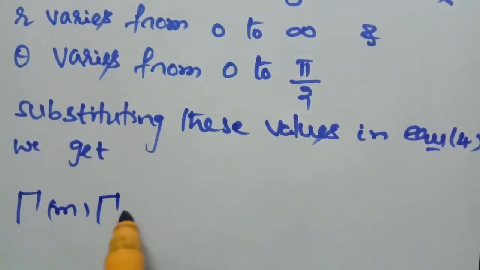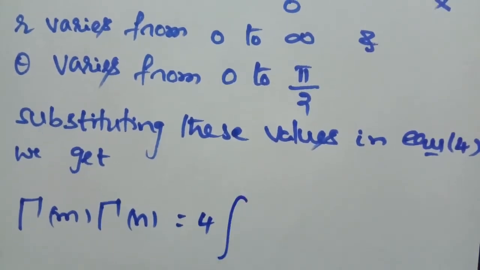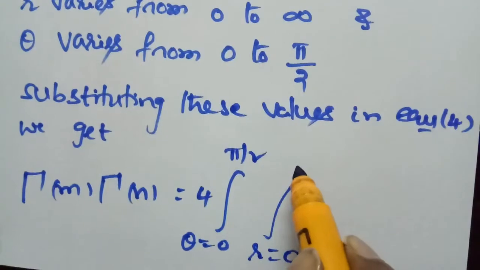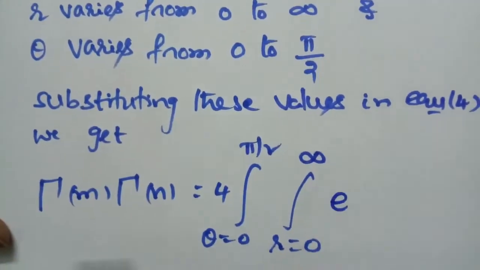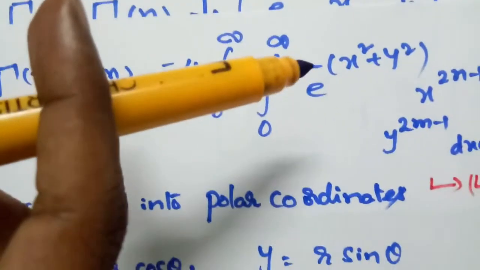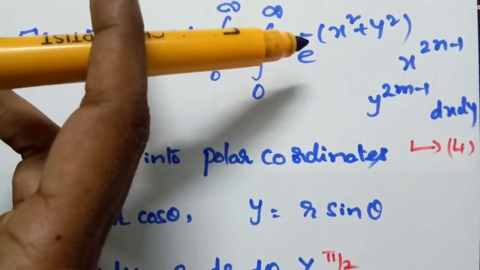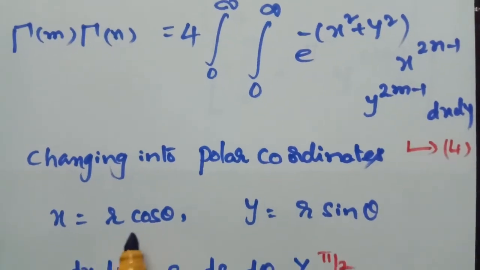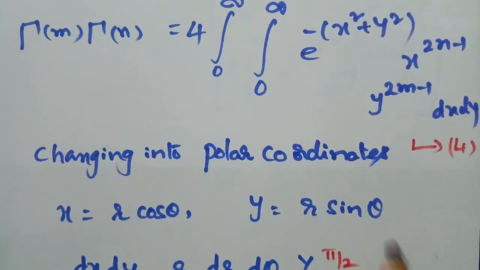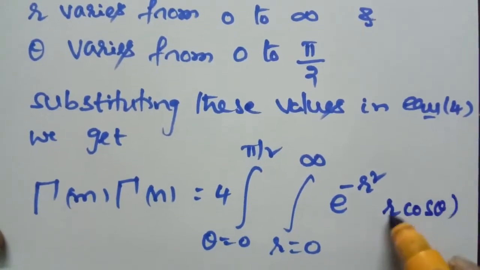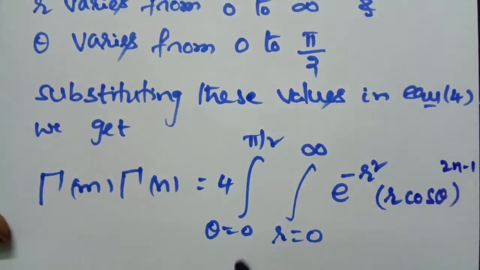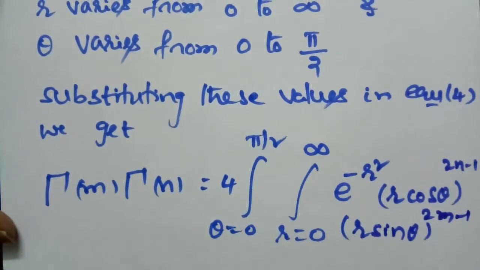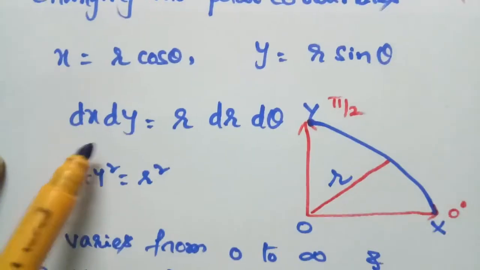gamma m into gamma n is equal to 4 times the integral, theta varies from 0 to pi by 2 and r varies from 0 to infinity, e to the power of minus of x square plus y square, that value is equal to r square, minus r square, x to the power of 2m minus 1, but x is equal to r cos theta, y to the power of 2m minus 1, but y is equal to r sin theta, (r cos theta) whole to the power of 2n minus 1 and (r sin theta) whole to the power of 2m minus 1 into dx dy. dx dy is equal to r dr d theta.